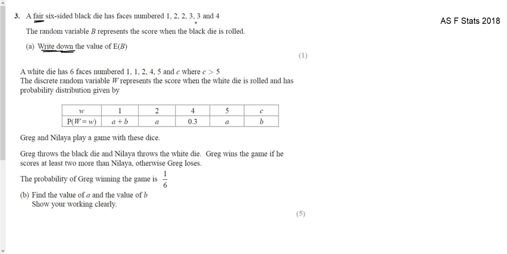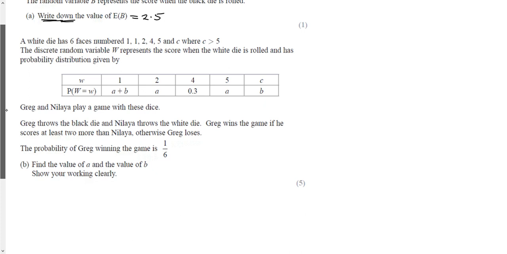Well, let's have a look at this. As you can see, this is symmetrical, which means the mean or the expected value will be in the middle, so that's 2.5. So that's why it just says write down. You could work it out as all the probabilities are a sixth, but write down means it should be quite easy to do. Or you could put that in your calculator if you're stuck.